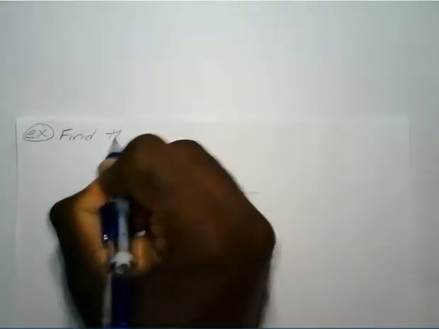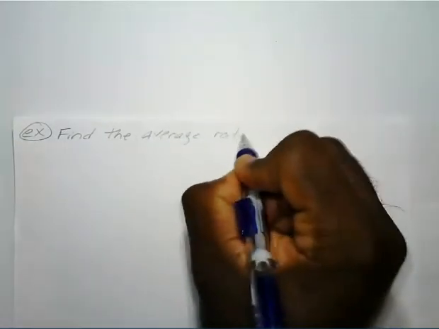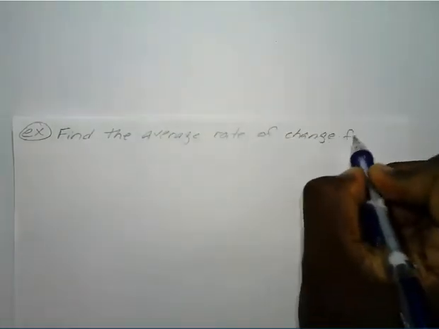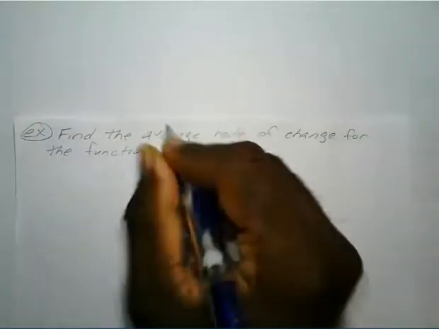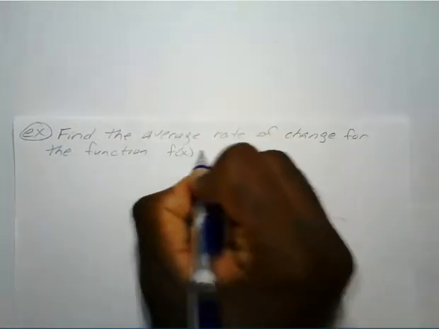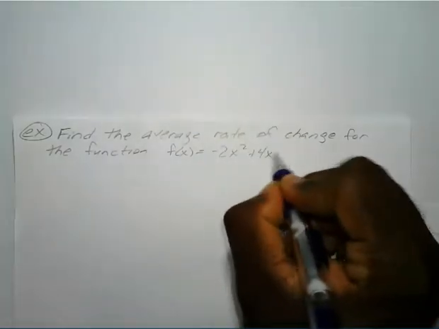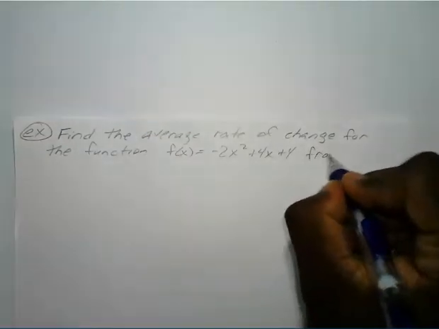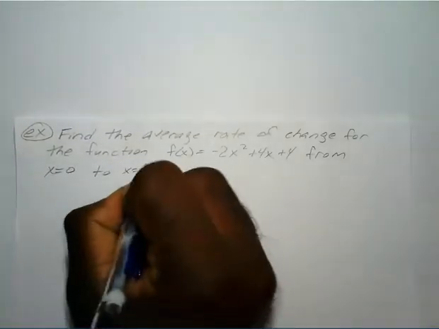Okay, so what if we wanted to find the average rate of change for the function f of x equals negative 2x squared plus 4x plus 4 from x equals 0 to x equals 2.